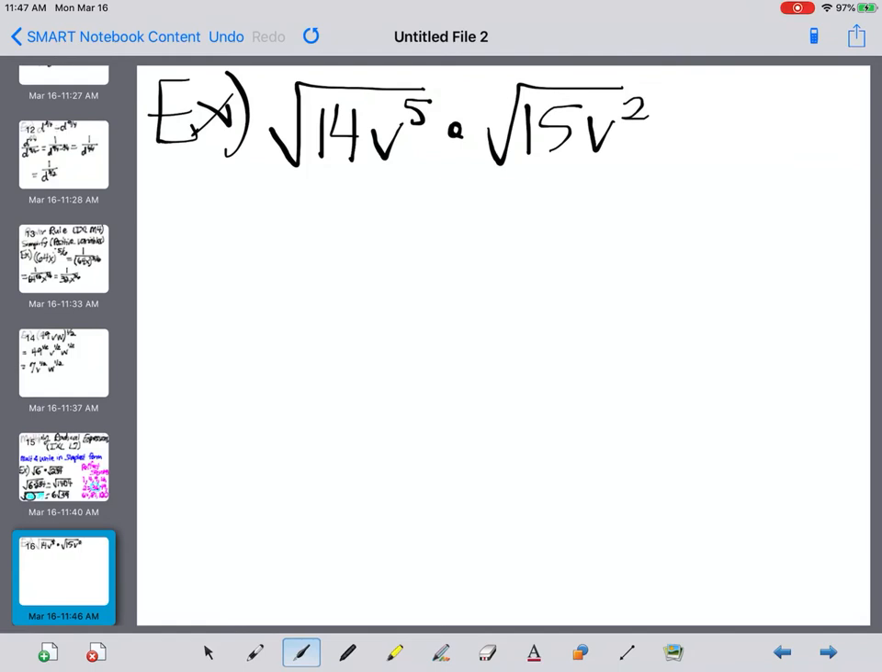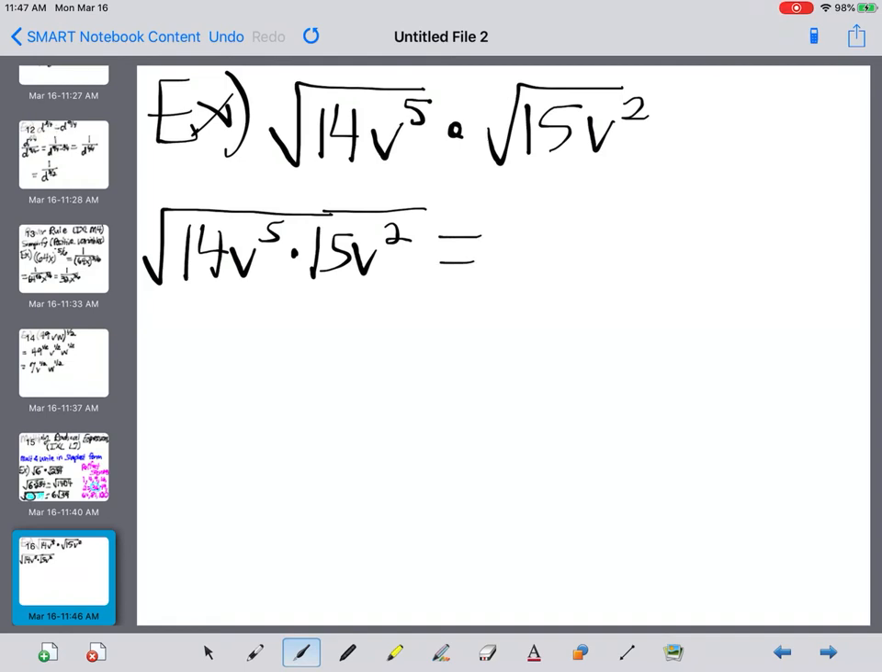Alright, on this one, we're going to do it just like we did on the last one. Same rules are going to apply. So we're going to do the square root of 14 v to the 5th times 15 v to the 2nd. Okay, so 14 times 15. See what that is.